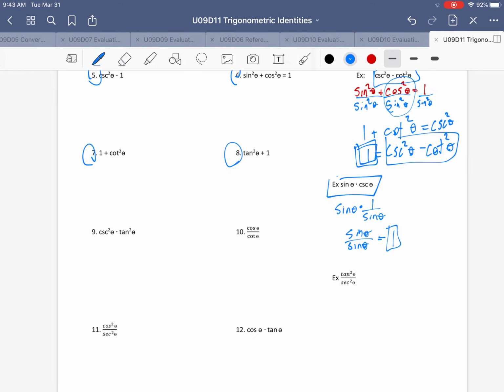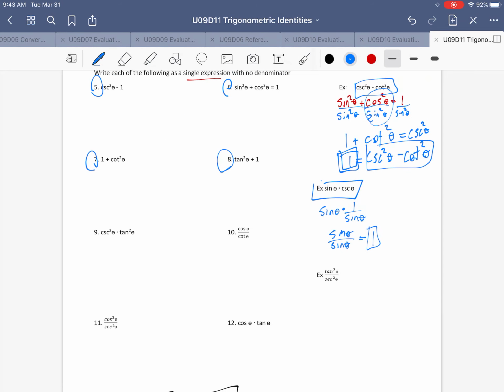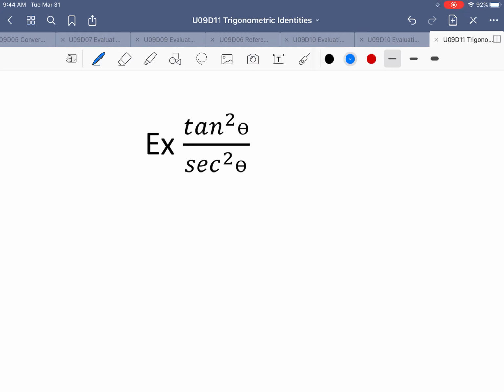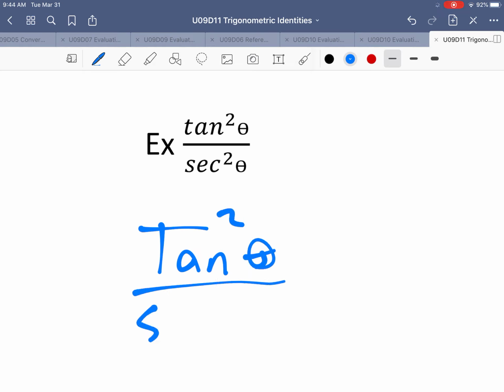So that would be a single expression written from two things being multiplied. Pretty much you turn your reciprocals into other things. You can also change tan and cotangent and so on into sine over cosine. So that's for multiplying. I'll show you one more example with division. So I have tan squared theta over secant squared theta.